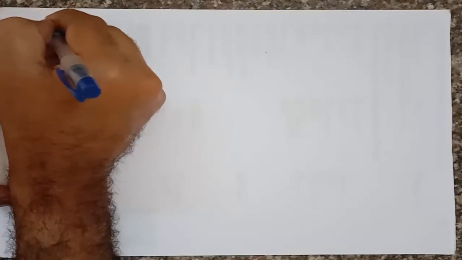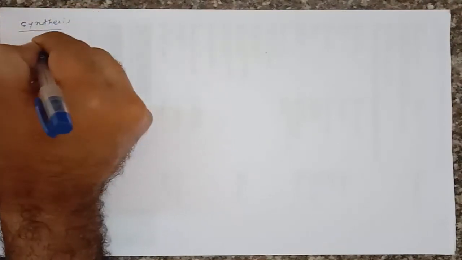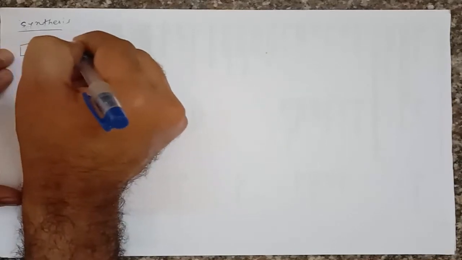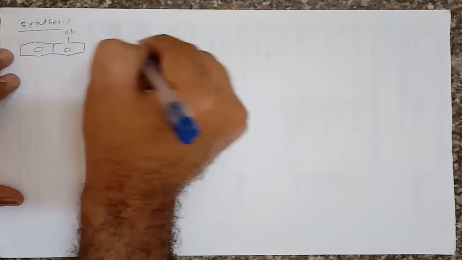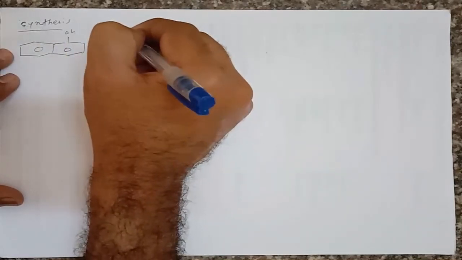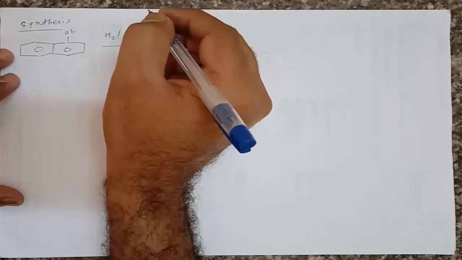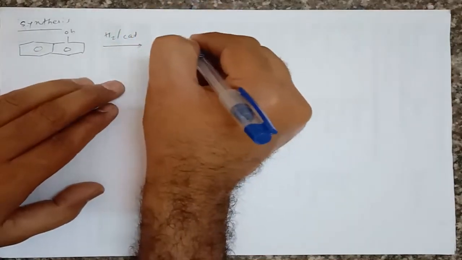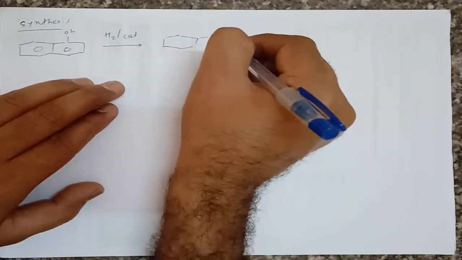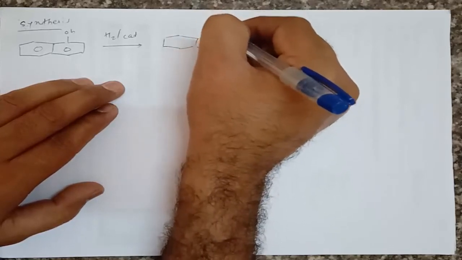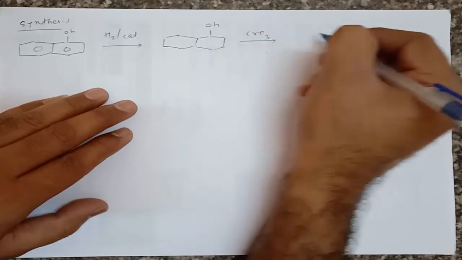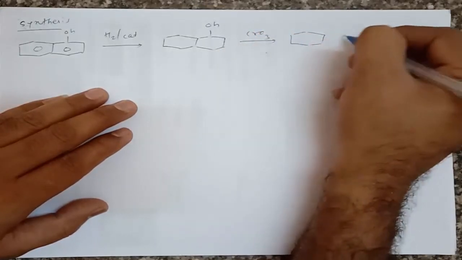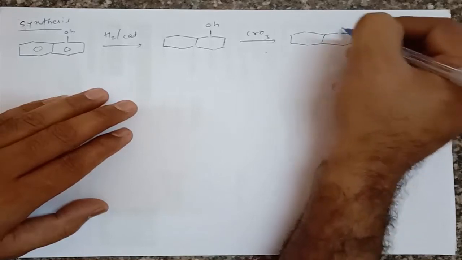Let us discuss the synthesis here. In the synthesis, you can take this alpha naphthol. So this alpha naphthol, we have to reduce by using a strong reducing agent, that is H2 in presence of a catalyst. So what does it give? It gives the formation of such an alcohol. Now we can go for the oxidation, that is CrO3. It gives the formation of this ketone, that is a cyclic ketone.